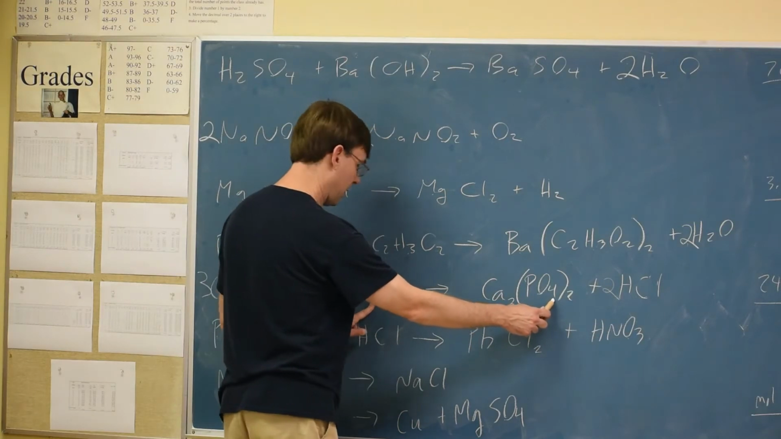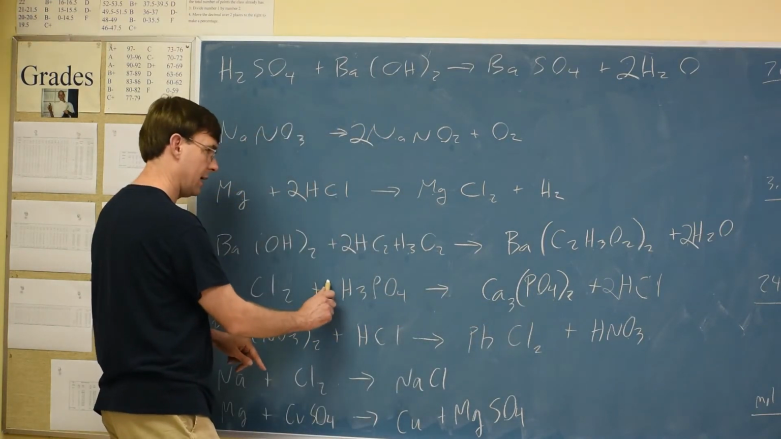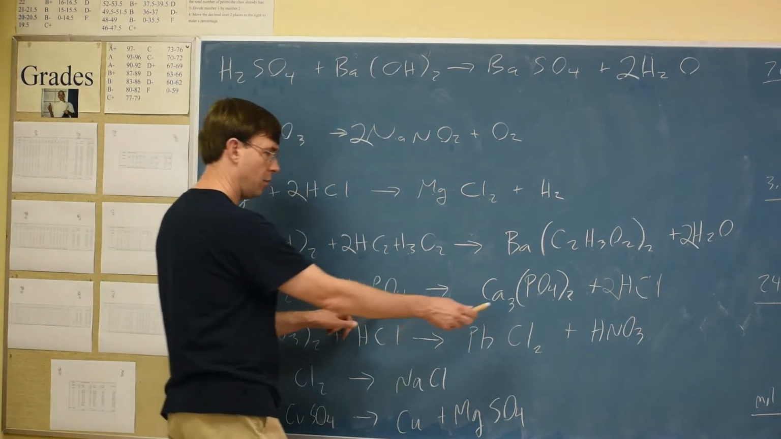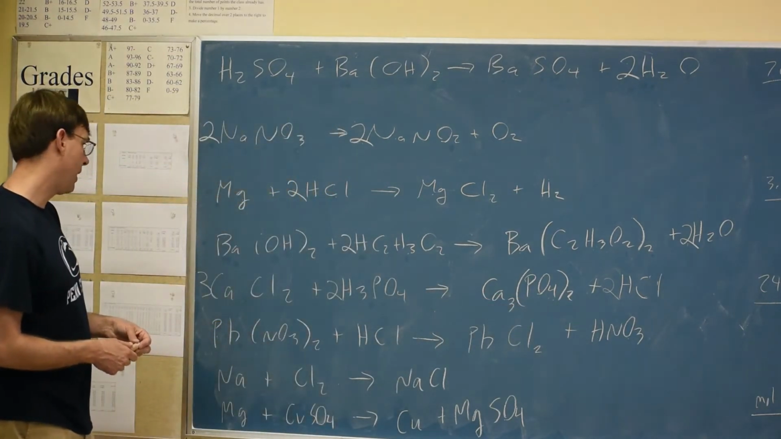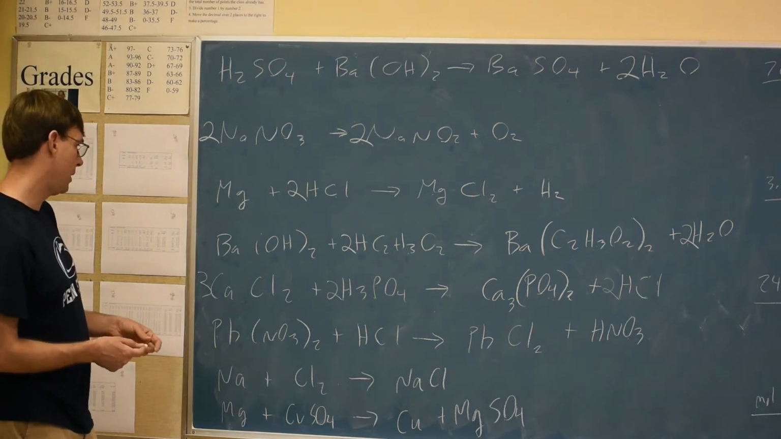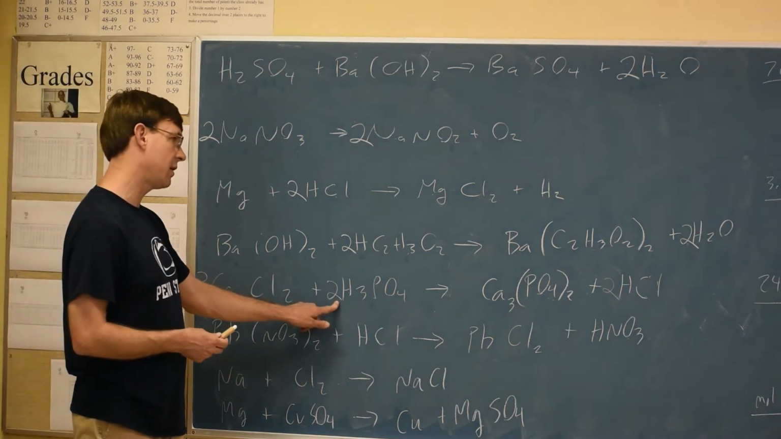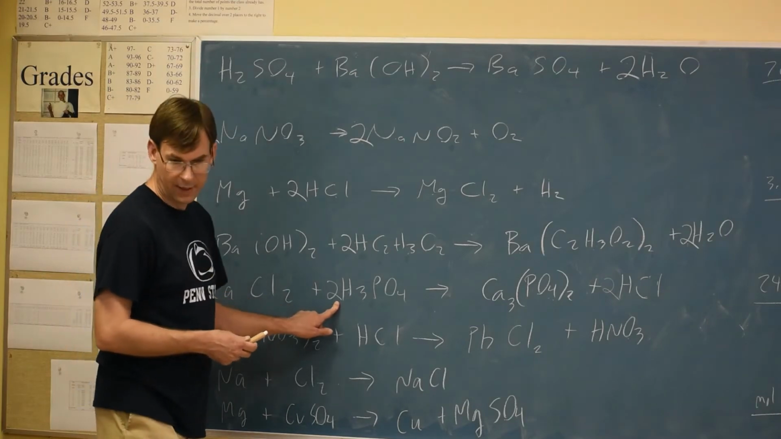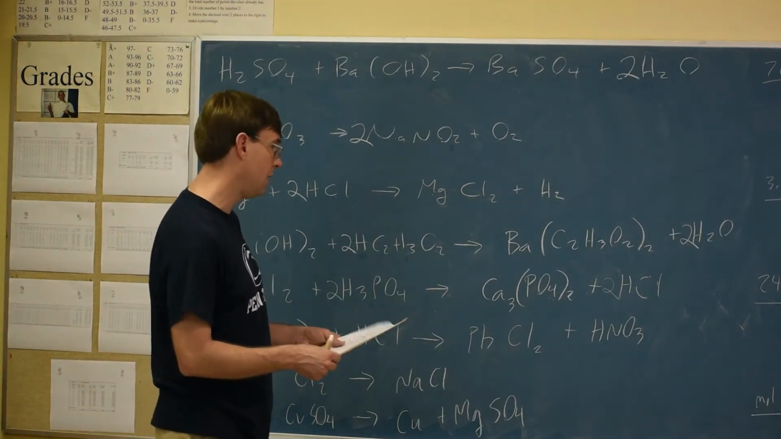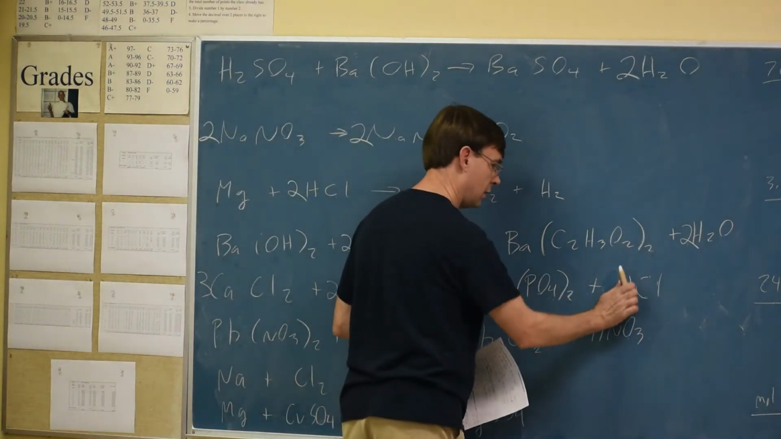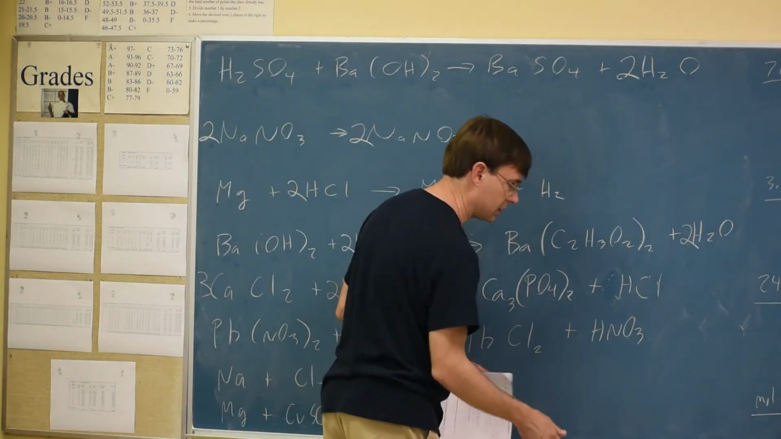Phosphates are out of whack, so I need a 2 there to balance the phosphates. And then I hope for luck on the hydrogens, and I have 6 hydrogens here, and that did not happen. So I need to do a modification to get 6 hydrogens over there.